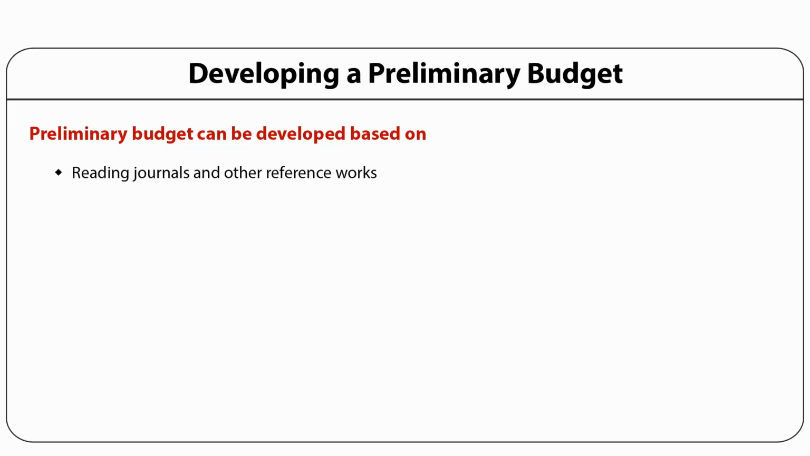Next is developing a preliminary budget. The preliminary budget can be developed in the following ways. One is reading journals and other reference works. That is, we can study implementation case studies at various institutions, plus read a number of journal articles. The second one is having informal discussions or meetings with potential providers of services and systems. So we can talk to the experts who are already providing a service and get ideas from the service providers.